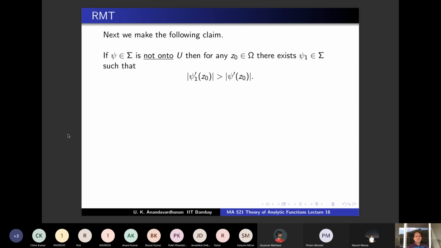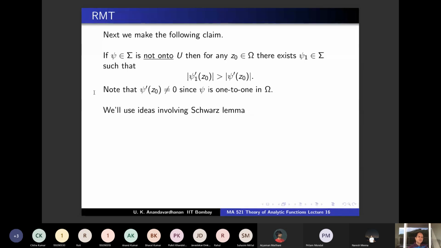Is the statement clear? If psi is not onto, then whatever z0 you give me, I'm going to show that there exists a psi1 in the same collection sigma such that its derivative at z0 has modulus strictly bigger than the modulus of psi prime at z0. Okay, so let's do this. And observe that this is not zero. This kind of strict inequality is okay because psi prime of z0 is never zero. Why is that? Because psi is 1 to 1 in omega. Therefore, it's never zero.